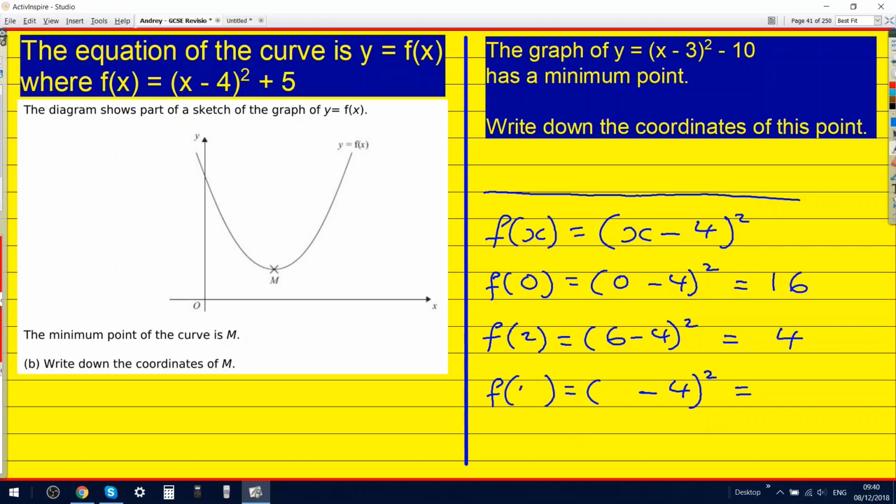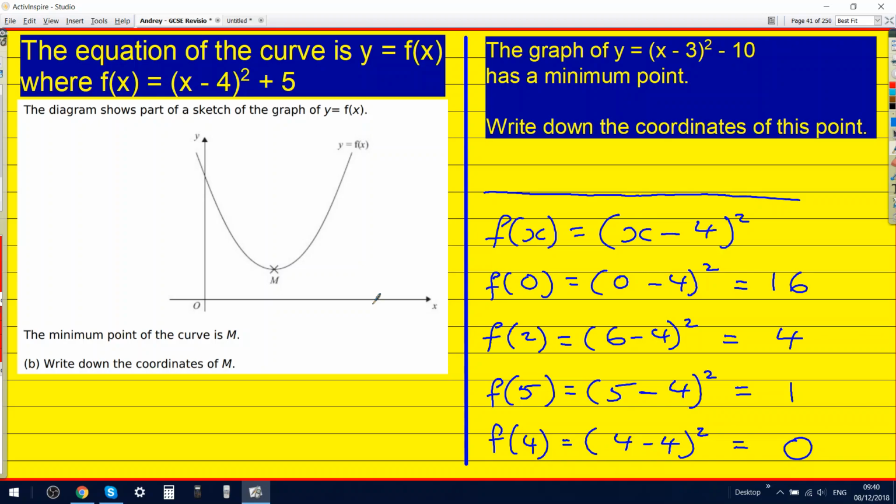If you did 5, then 5 minus 4 would be 1. Isn't the answer just 1? Yeah, so that's 1 squared, which is 1. Can you get even smaller? If you did 4, what would you get? 4 minus 4, so 0 squared, 0. What would you get if you put in 3? 3 minus 4, you just get 1.